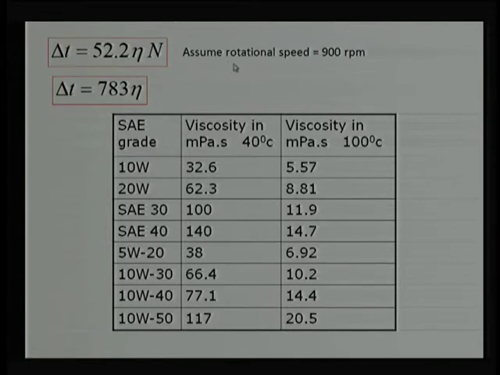Now, to understand further, we can simplify. Let us assume capital N is 900 rpm, and we substitute that. Of course, we have converted to RPS and then found this figure. We say the temperature rise is equal to 783 into viscosity, and this viscosity will be in Pascal seconds. Even though we have represented viscosity here in millipascal seconds, this viscosity will be in Pascal seconds, and we can see the effect of this variation.